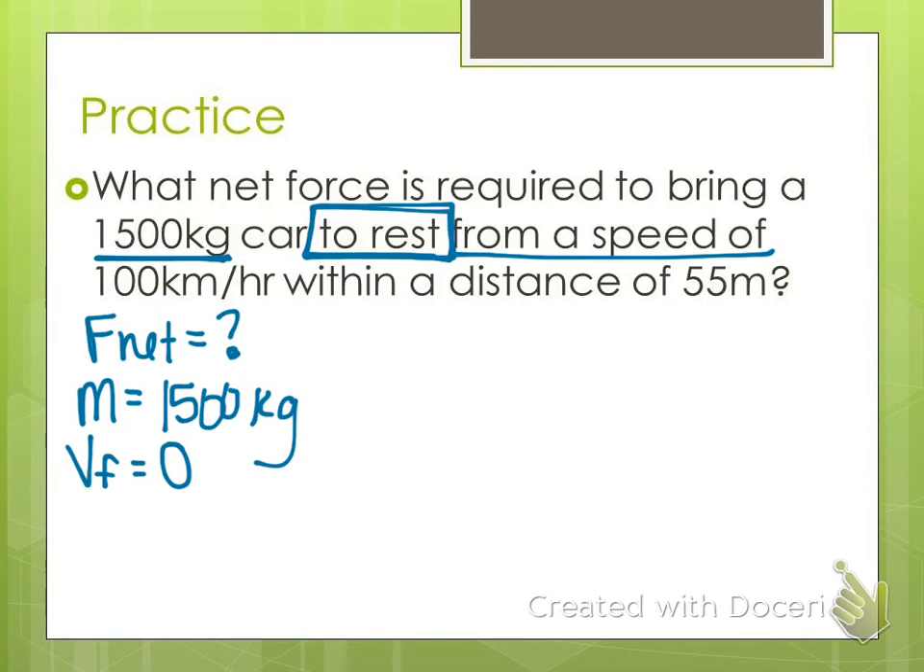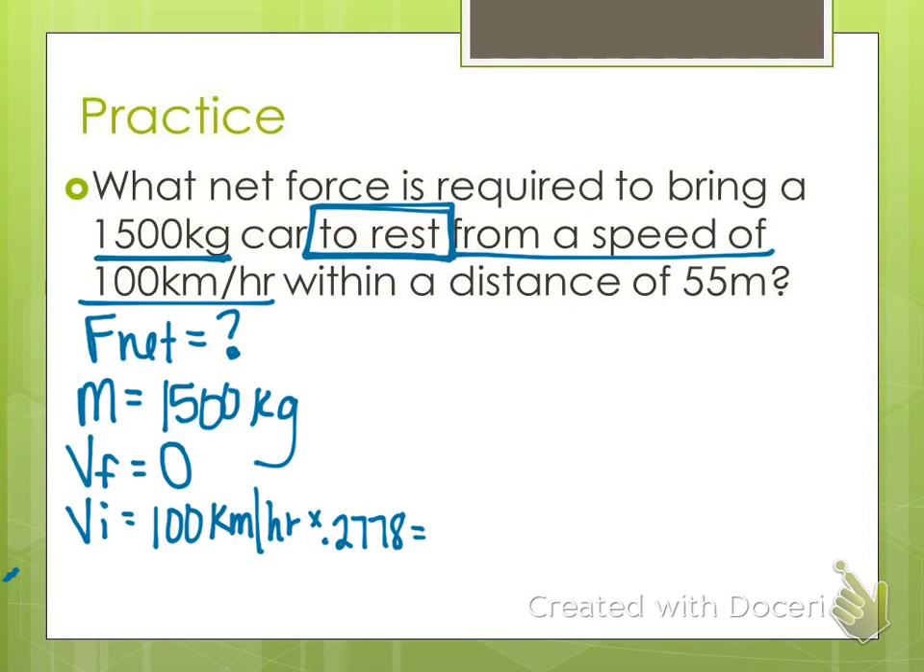Okay, it comes to rest from a speed of 100 kilometers per hour. So that means our initial velocity is what? 100 kilometers per hour. Is that the correct unit that we need anything to be in? We need to be in meters per second. So we can use that shortcut, times 0.2778. And what does this value tell us right here? Distance final. Good.